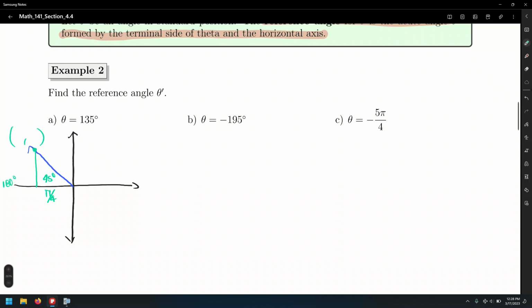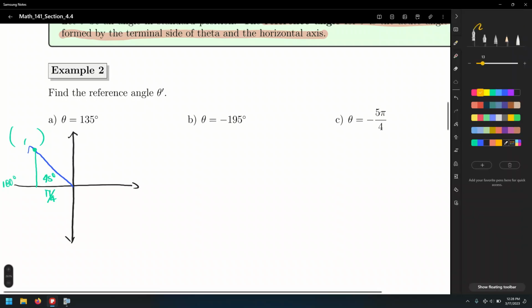So what we want to do in this case is write down theta prime, which is the reference angle. So we are going to use a 45 degree angle as a reference to do whatever calculation we need later. All right. We can do the same thing with negative angles, like letter B.